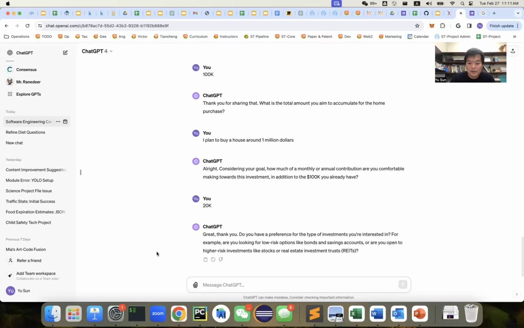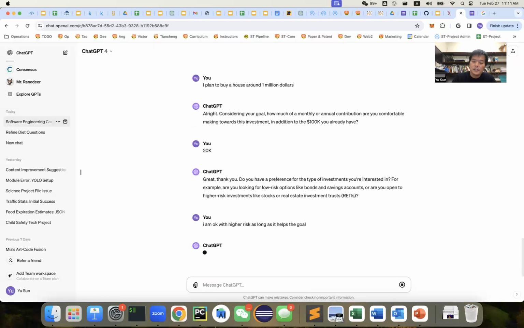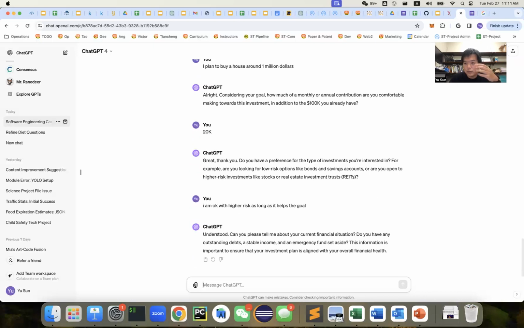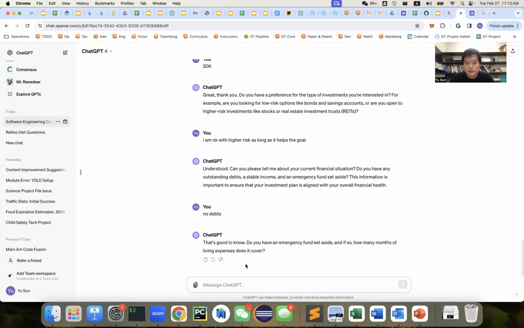I'm okay with higher risk as long as it helps the goal. See, this is quite different, okay, because ChatGPT is leading us to collect all the information. Current financial situation, do you have any offspring? No. Debt? No debt. Emergency fund? No emergency fund.